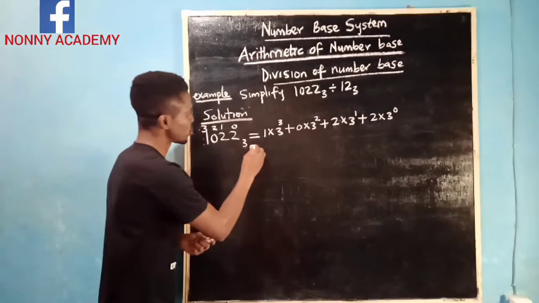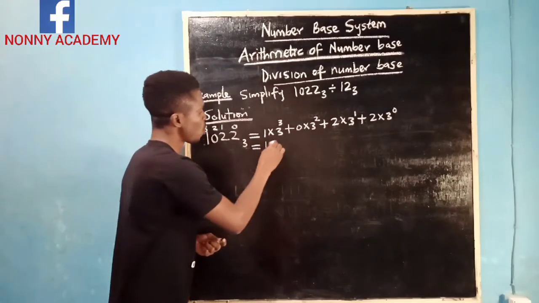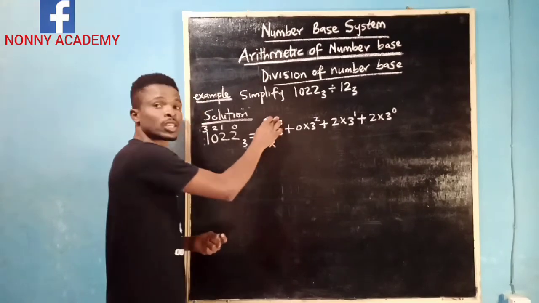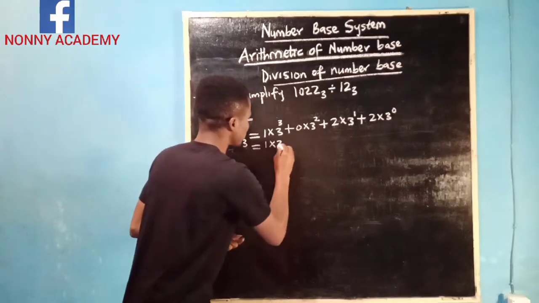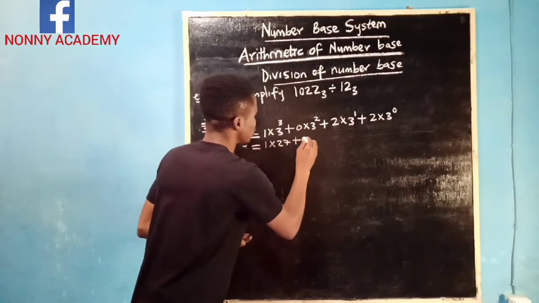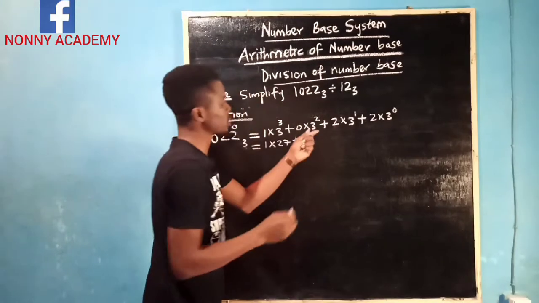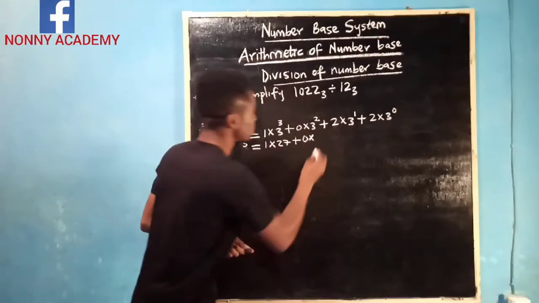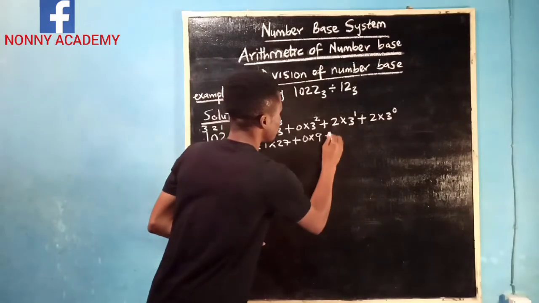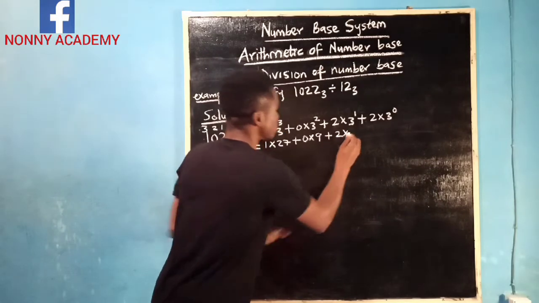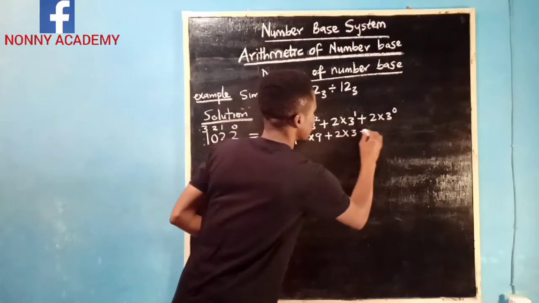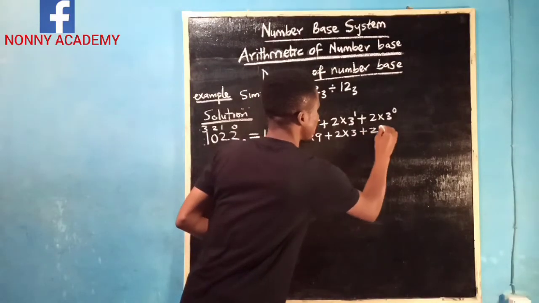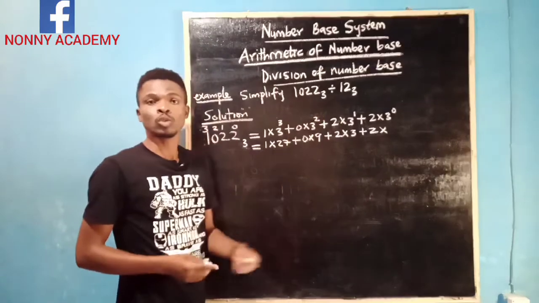Then we proceed. Equal to 1 times 3 raised to power 3, which is the same thing as 3 times 3 times 3, which is 27. Plus 0 times 3 raised to power 2, which is 9. Plus 2 times 3 raised to power 1, which is 3. Plus 2 times 3 raised to power 0, which is 1.